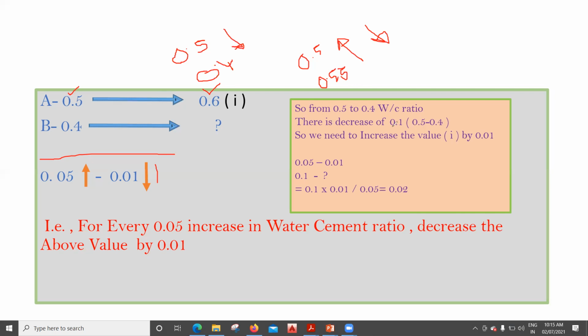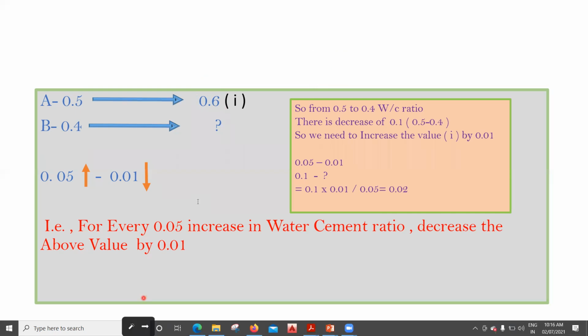Therefore there is a decrease of how much? From 0.5 to 0.4 there is a decrease of 0.1. So since there is a decrease, we have to increase the value. So we need to increase this value. Okay, this value.